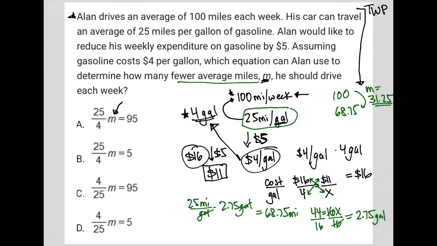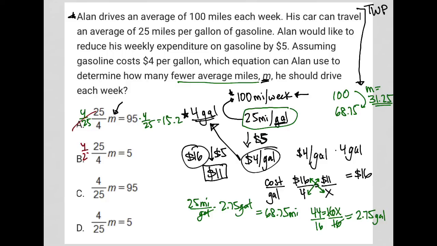So in this answer choice A, I would actually multiply both sides of this equation by 4 over 25, because I just want to get miles now. And I go to my calculator and I see, well, what is 95 times 4 divided by 25? And it's 15.2. So that's not what I want because I want 31.25. So A is gone.